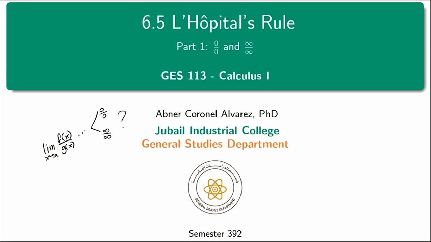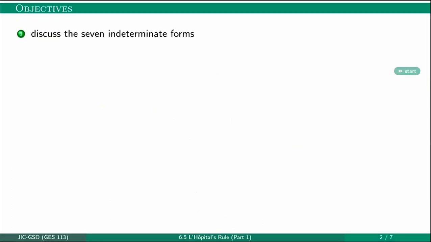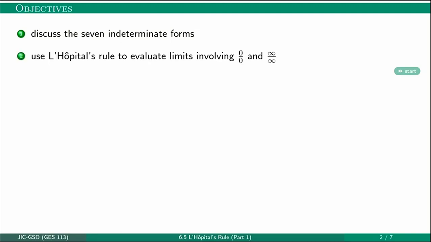But wait, you cannot divide a number by 0, right? Also, infinity is not a number. Therefore, you cannot divide infinity by infinity. These ideas will be discussed in this first episode on L'Hopital's rule. In particular, we are going to discuss the 7 indeterminate forms and use L'Hopital's rule to evaluate limits involving 0 over 0 and infinity over infinity.